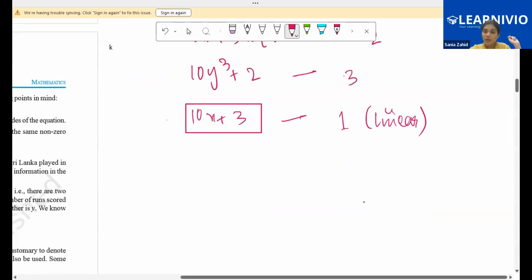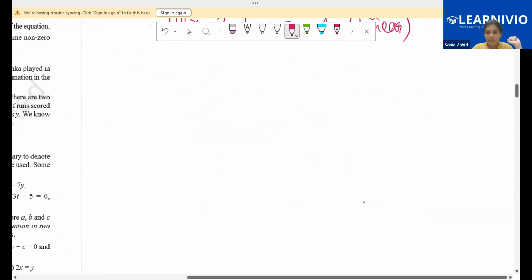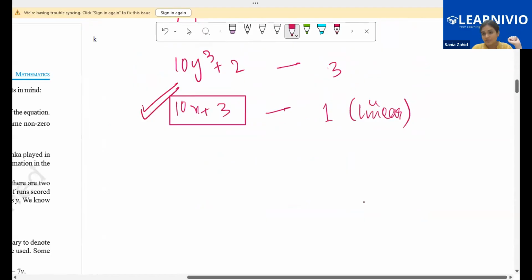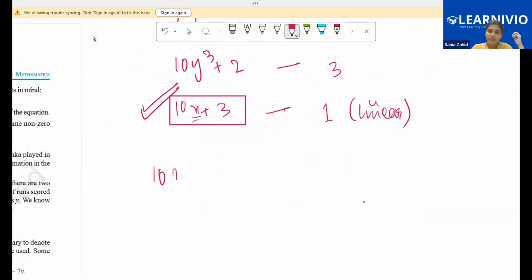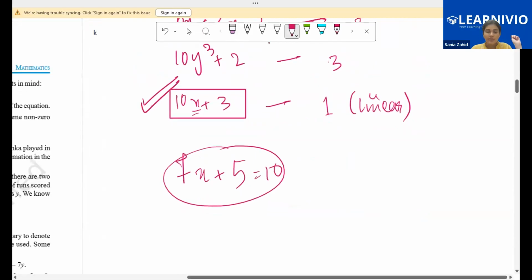Now, I have one variable in my equation. For example, in this equation, how many variables do you see? Only one, x. Only x is the variable. Even if I write 7x plus 5 is equal to 10, this is an equation and it has only one variable.